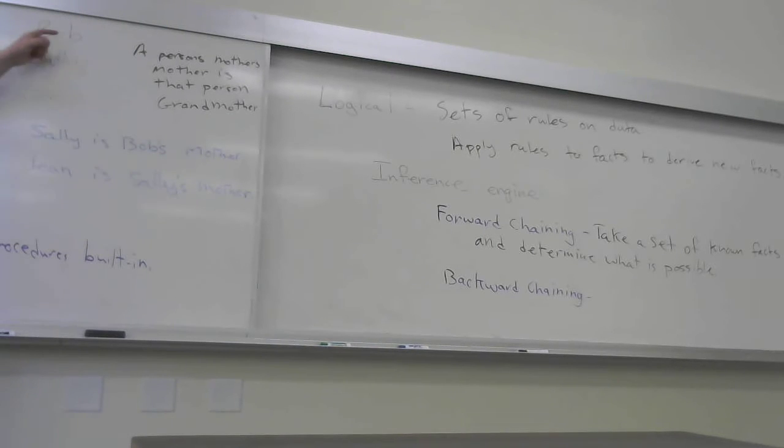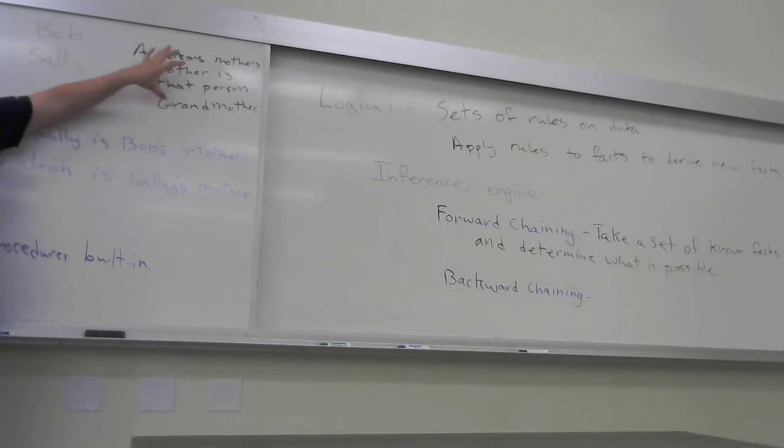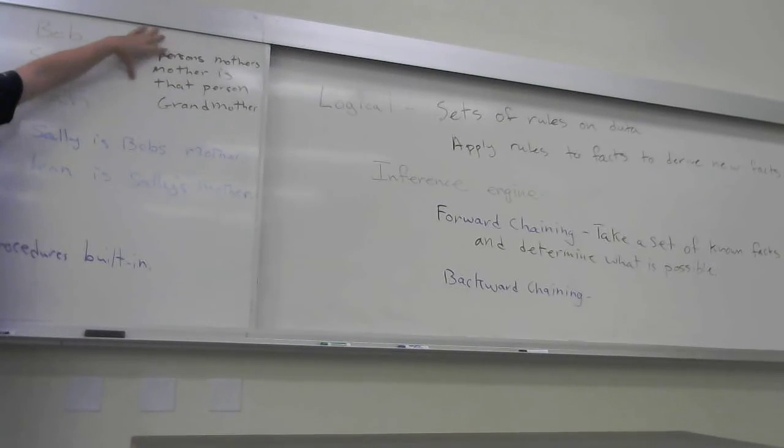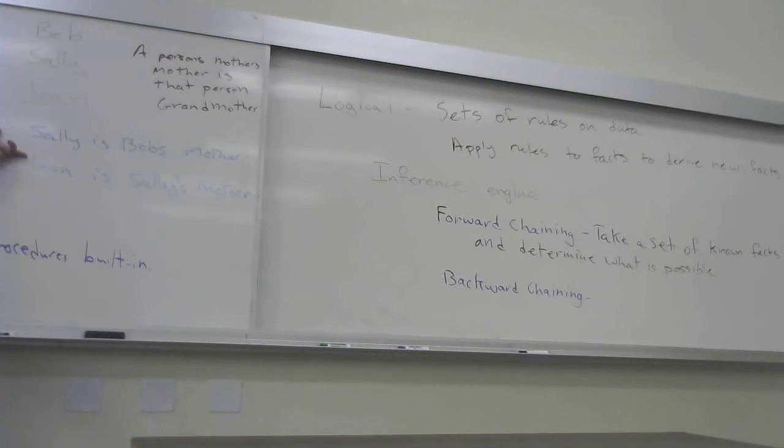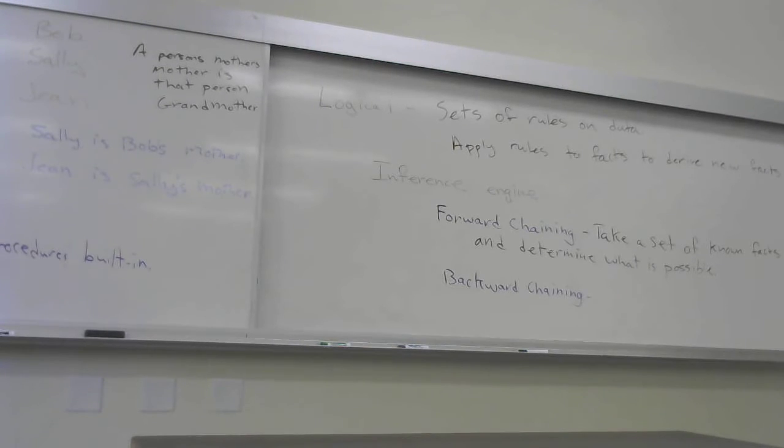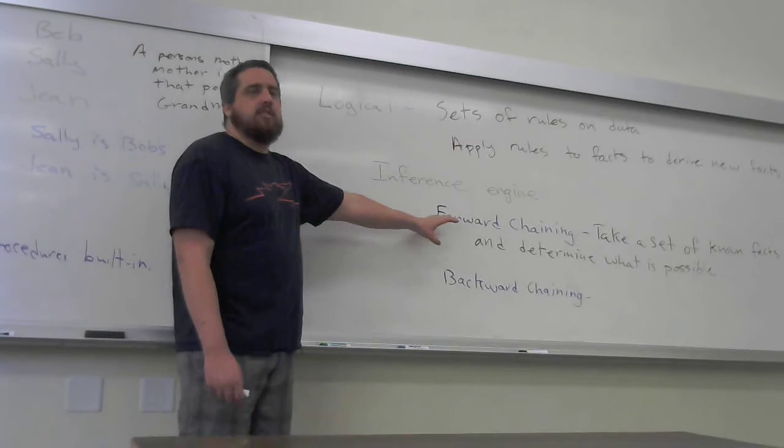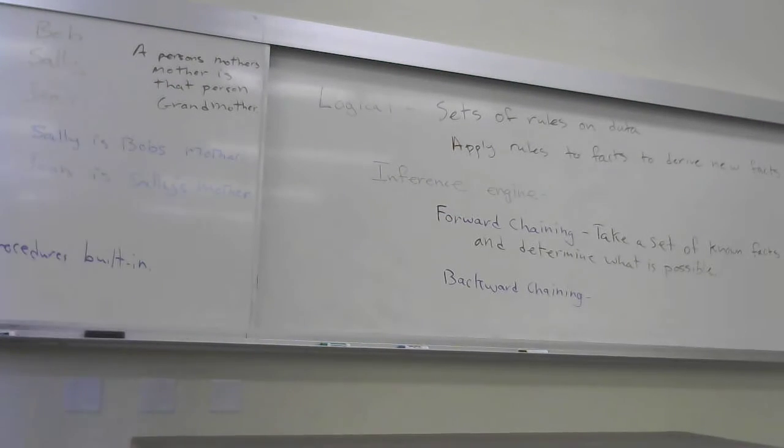Prolog is a language that allows you to do these relationships. You put Bob, Sally, and Jean in the knowledge base, or the set of facts. You put this as a rule. Then you ask, what else do you know? And the system will say, Jean is Bob's grandmother, even though I didn't explicitly tell it. This is a system of forward chaining inferences. This allows us to deduce information that isn't explicit.